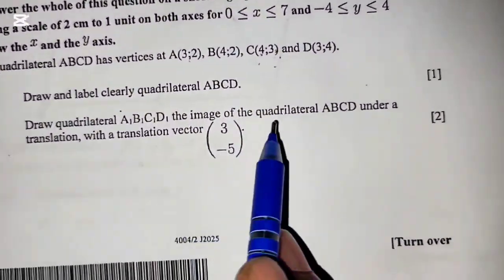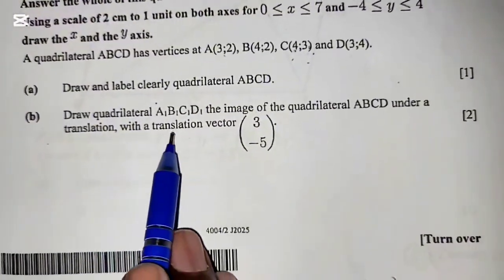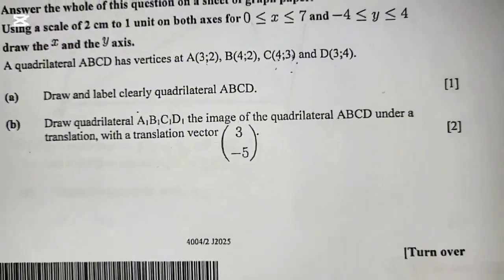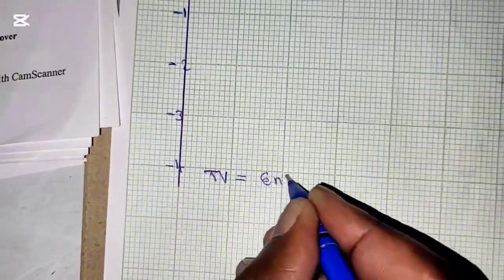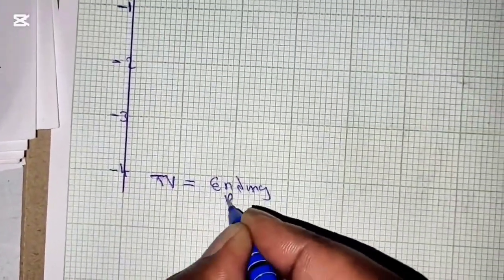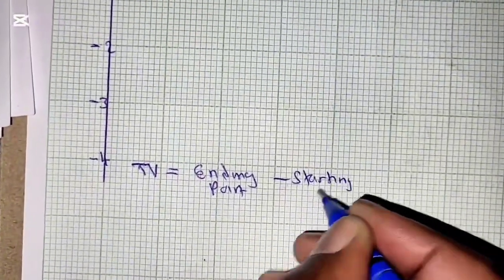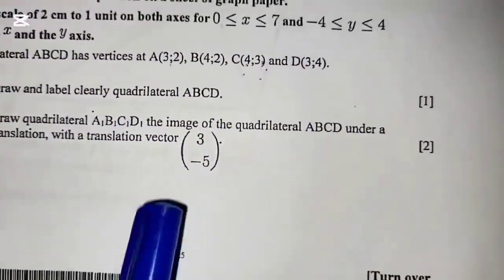Draw quadrilateral A1, B1, C1, the image of quadrilateral A, B, C, D under a translation with translation vector 3 and minus 5. Okay, so they are given its translation. So translation vector is equal to ending point minus starting point. Okay, so we are given the translation vector, guys. This is our translation vector, 3 and negative 5.